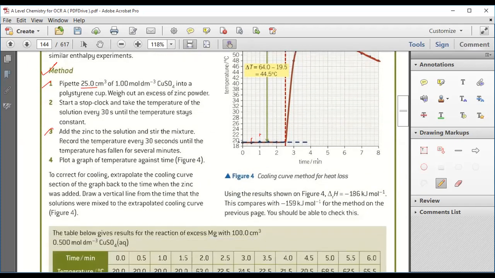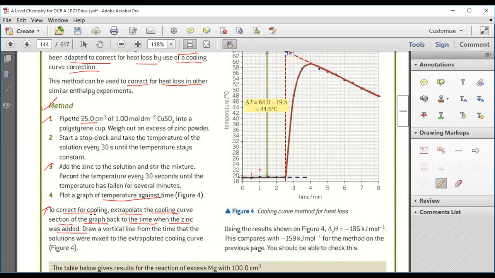Now plot the graph of the temperature. Now to correct for the cooling, extrapolate the cooling curve section of the graph back to the time when the zinc was added. Dekho, what they are saying: to correct the cooling, extrapolate the cooling curve section of the graph back to the time when the zinc was added.